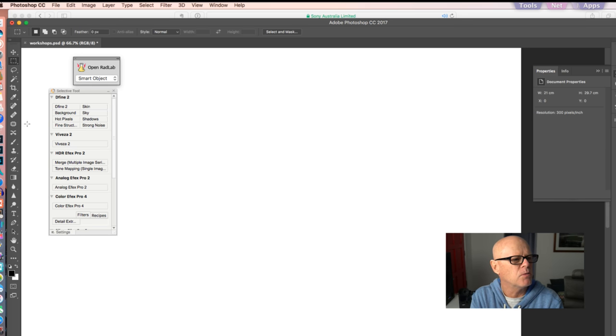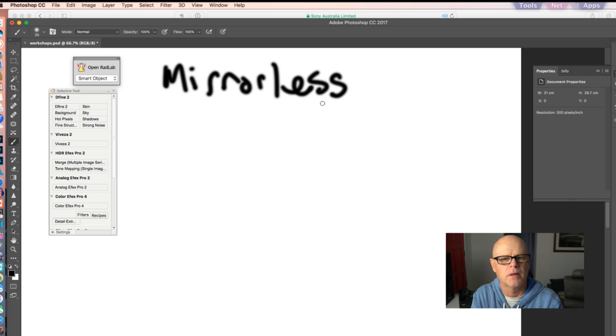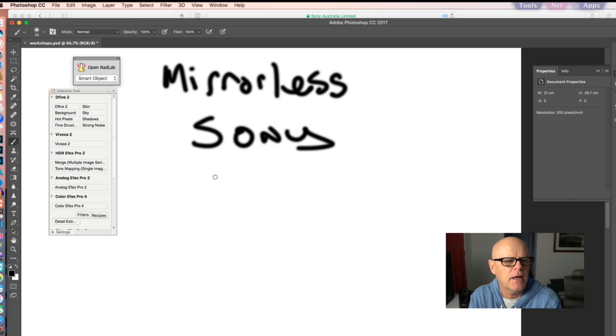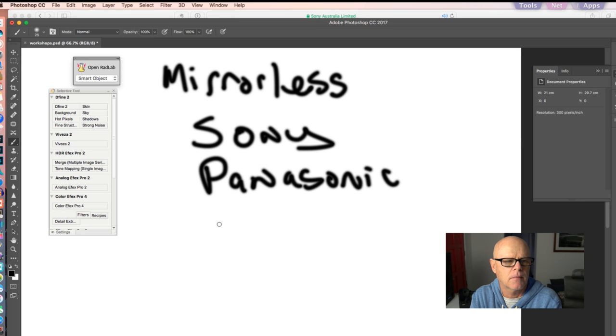So let's look at mirrorless. We'll look at the main players that are out there. So we're looking at really the main ones are Sony, and you've got Panasonic and Olympus.